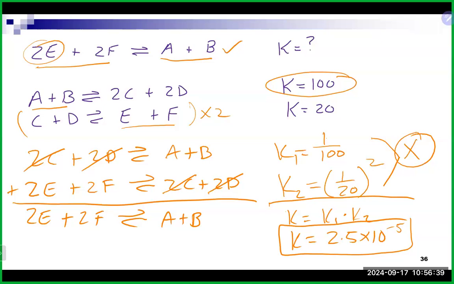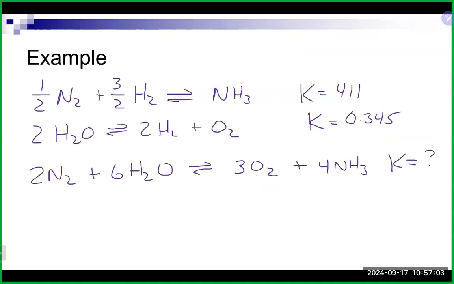Any questions on that? So kind of the same ideas maybe you've done with Hess's law. Just got to kind of keep track of what you did. And again, remember that when we get to this last part of adding these equations together, the K values get multiplied, not added. Questions on that there? Okay. Try one more here.